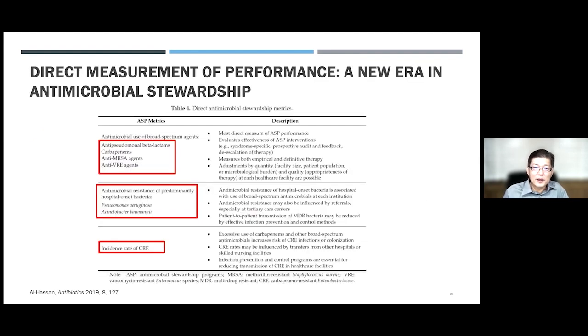A new era of antimicrobial stewardship may target some MDR metrics, and this is an example of direct measurement of the key performance towards some gram-positive, like anti-MRSA, anti-VRE, carbapenem as a metric, and also the incidence of CRE can be used as a metric, as well as the antimicrobial-resistant hospital-onset Pseudomonas and Acinetobacter can be used as a metric for the ASP program as well.